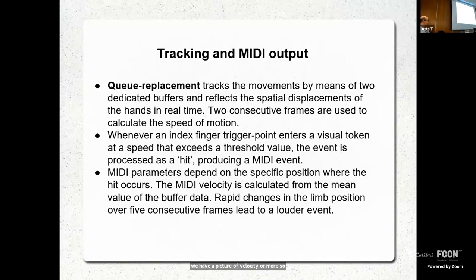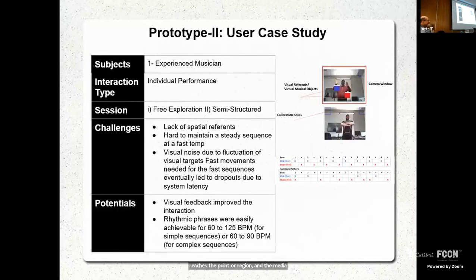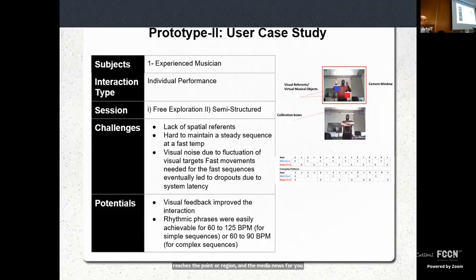In this way, we calculated the velocity of how hard the person hits the drum, and we have the index finger as the triggering point. Whenever the index finger reaches the point or goes inside the drum region, it triggers the sound, and the MIDI parameter is used for triggering. So in the prototype, we tried to understand the whole system using a drummer.